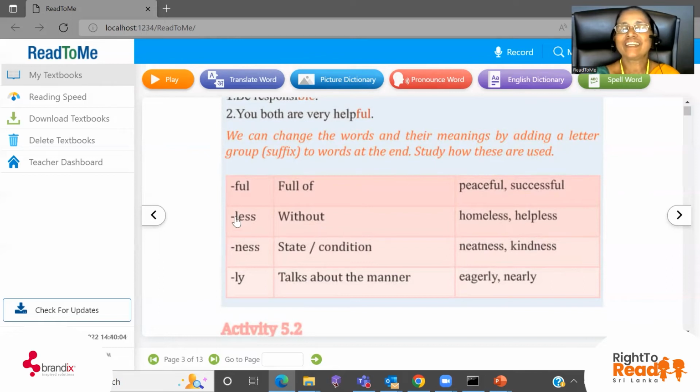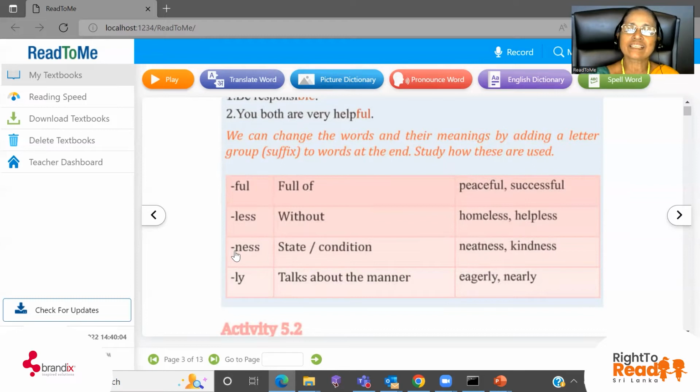Then the next suffix, LESS, L-E-S-S. It means without. What are the examples? Read the examples: homeless, helpless, useless, meaningless. Now you learned a lot of words. Meaningless, yes. Meaningful for the first one, yes.